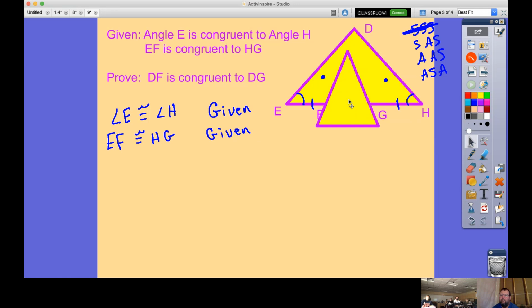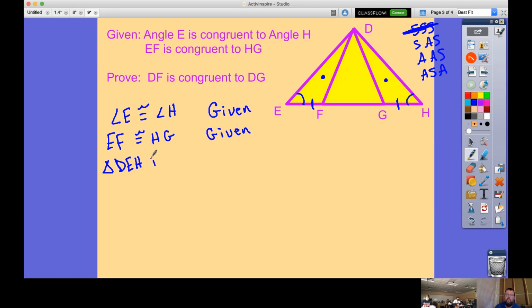Not equilateral. We know two sides are the same. What kind of triangle is that? It's an isosceles triangle. Right? So what we can say is triangle DEH is an isosceles triangle.